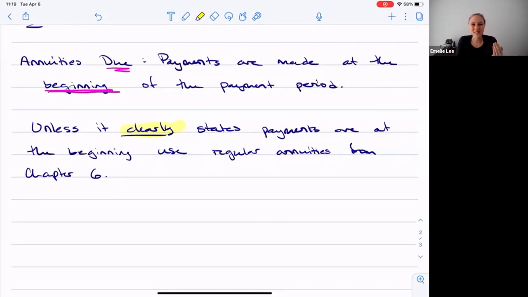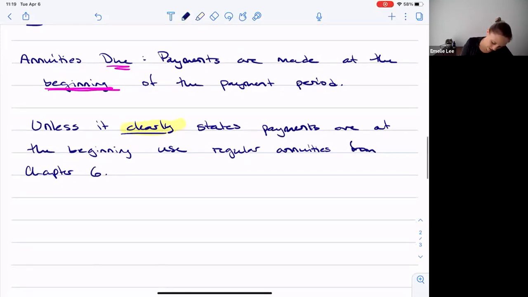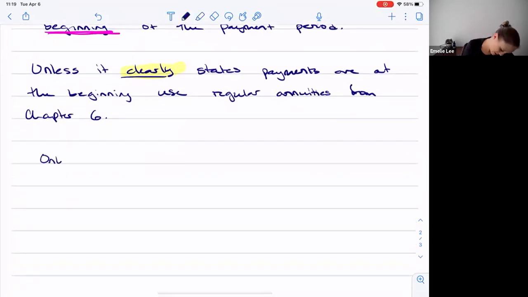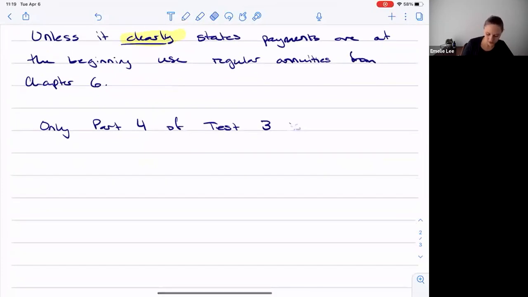Okay. For us, because I'm just introducing annuities due, we've talked about them, but we haven't worked with them today. Only part 4 of test 3 is going to be annuities due. Okay. So only part 4 of test 3 uses annuities due.